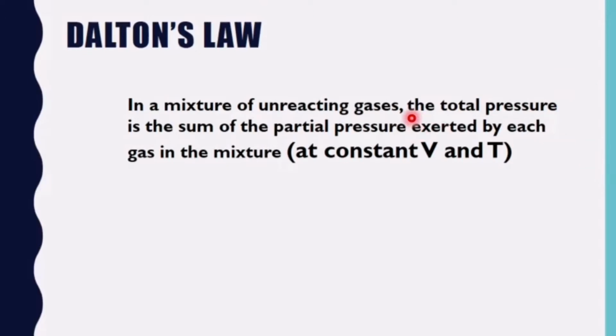In a mixture of unreacting gases, the total pressure is the sum of the partial pressure exerted by each gas in the mixture at constant volume and temperature. If we write it as an equation, we will write it as P total equal to PA plus PB plus PC, and so on.